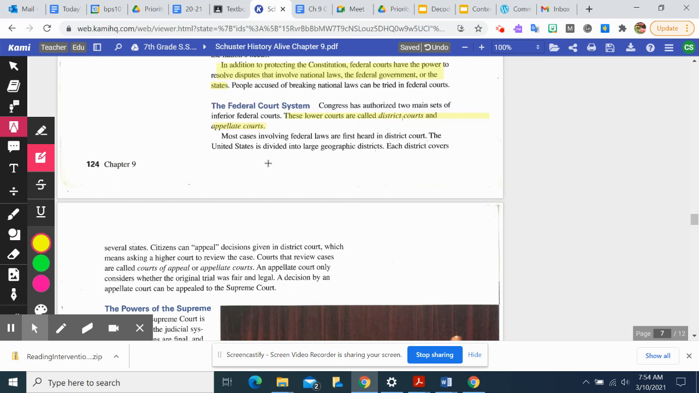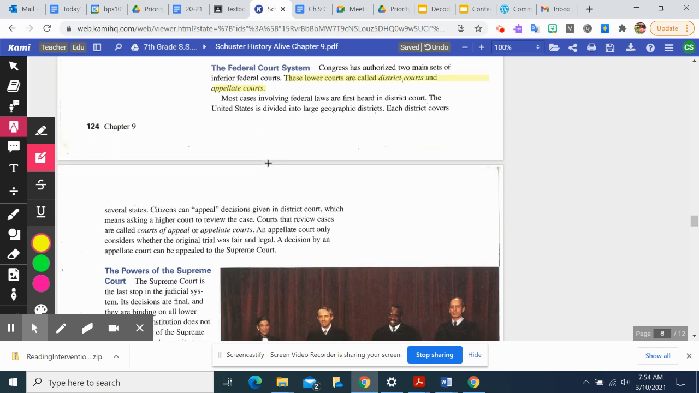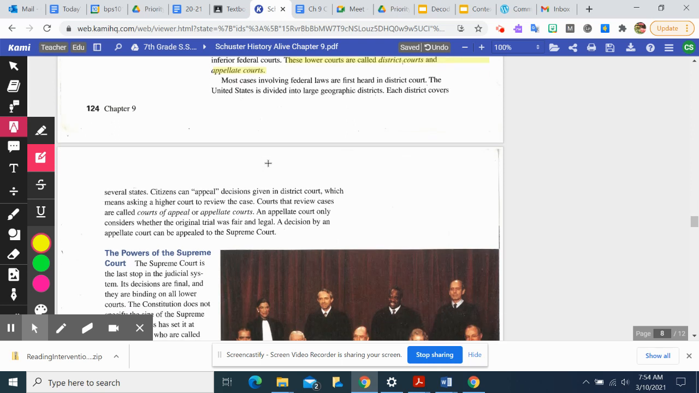Most cases involving federal laws are first heard in district courts. The United States is divided into large geographic districts. Each district covers several states. Citizens can appeal decisions given in district court, which means asking a higher court to review the case. Courts that review cases are called courts of appeal or appellate courts. An appellate court only considers whether the original trial was fair and legal. A decision by an appellate court can be appealed to the Supreme Court.